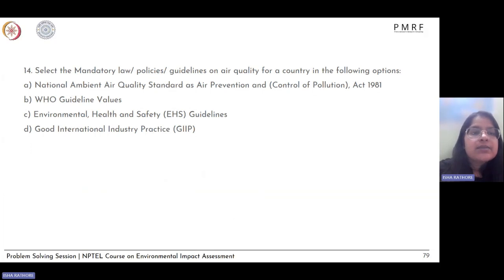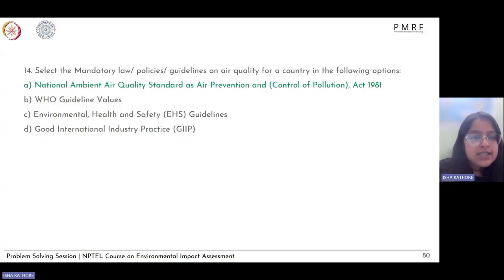Next question. Select the mandatory law, policies, or guidelines on air quality for the country in the following options. A, National Ambient Air Quality Standards as per the Air Prevention and Control of Pollution Act of 1981. B, WHO guideline values. C, Environmental Health and Safety, EHS guidelines. Or D, Good International Industry Practice, GIIP.